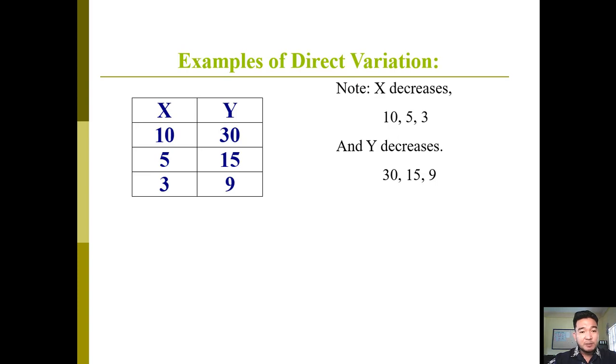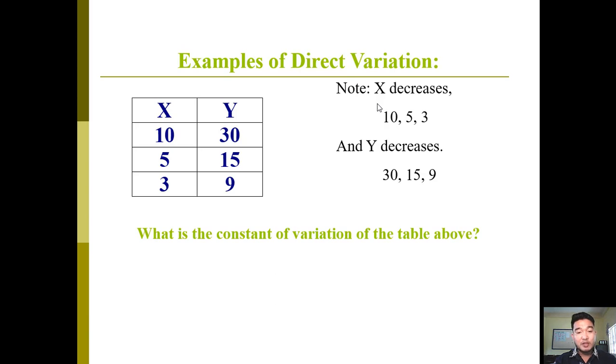Given these values, where the x values are 10, 5, and 3, and the y values are 30, 15, and 9. As you can see, as x decreases, y decreases also. Pag bumababa si x, then si y ay bumababa din. So the first thing that we have to do is to solve for the constant of variation. What is the constant of variation of the table above?